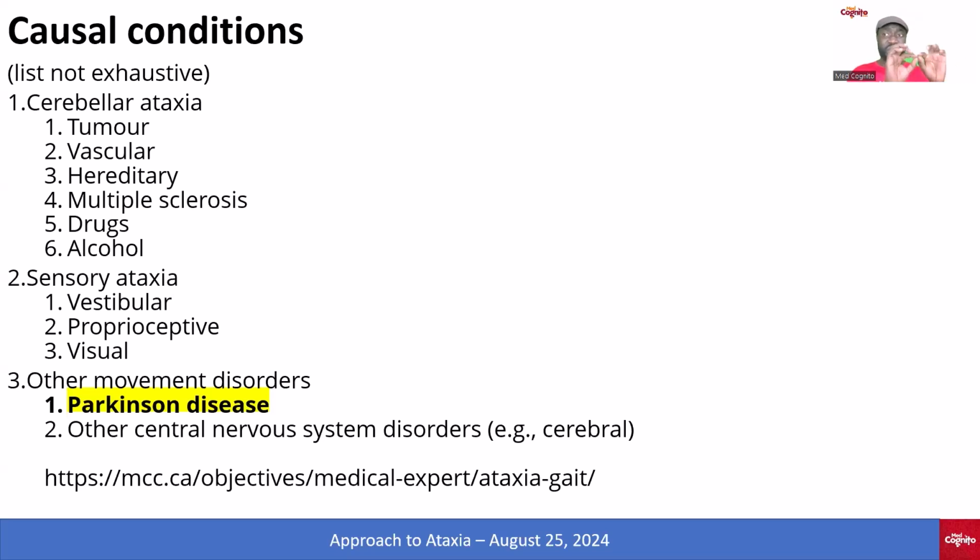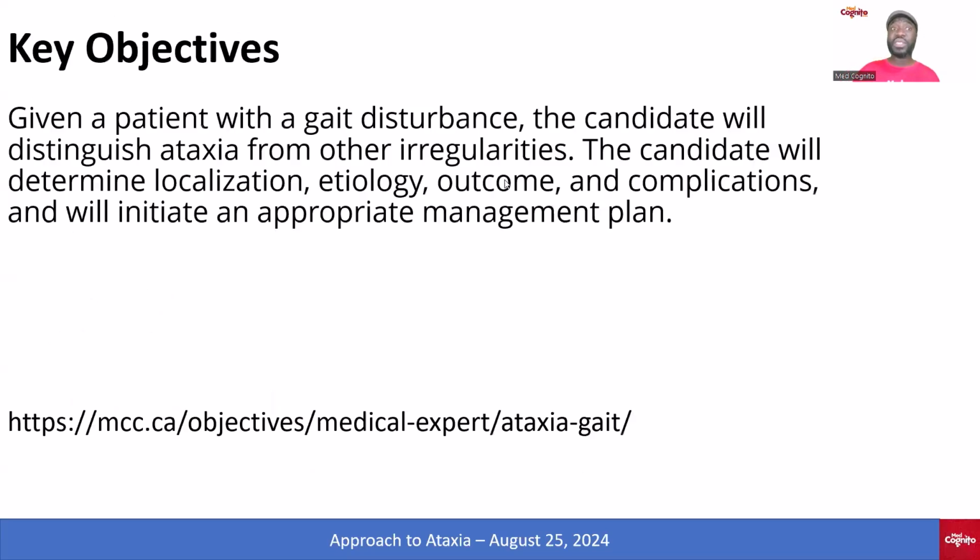So this is what I was saying, don't just look at the objective, but go to the causal conditions. And then that will give you a better view about the things you need to cover there. Now, the key objective under approach to ataxia is very simple: given a patient with a gait disturbance, the candidate will distinguish ataxia from other irregularities. So you've got to know, how do I differentiate maybe Parkinson's from multiple sclerosis? How do I differentiate ataxia itself, a patient with an ataxic gait, from other causes of abnormal gait? Okay. The candidate will determine localization, etiology, outcome, and complications, and will initiate an appropriate management plan.